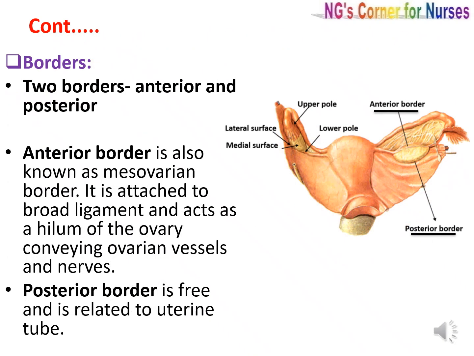Next, coming to the borders. There are two borders, anterior border and posterior border. The anterior border is also known as mesovarian border. It is attached to the broad ligament and acts as a hilum of the ovary, conveying the ovarian vessels and nerves. And the posterior border is also known as free border and it is related to uterine tube.